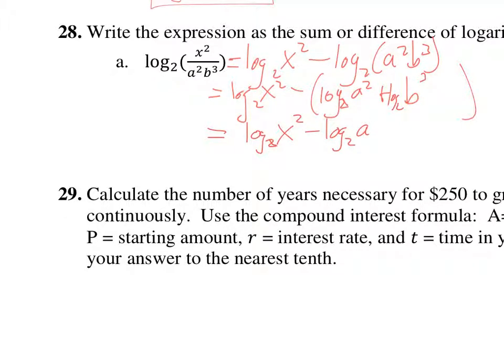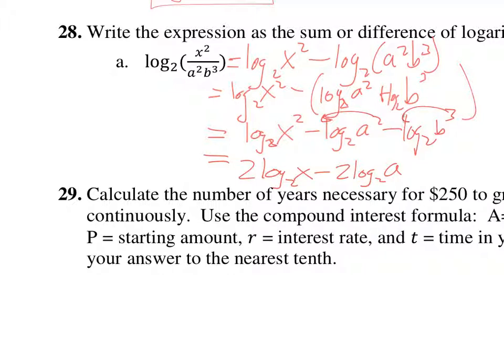and minus, this is a minus log, not hog. It looks like hog. Got to work on writing better here. So that's minus log base 2 of b to the 3rd. Bring the exponents down, and we are done. Log base 2 of x minus, bring the exponent down here, 2 log base 2 of a, exponent down, minus 3 log base 2 of b. And there's our answer, expanded.